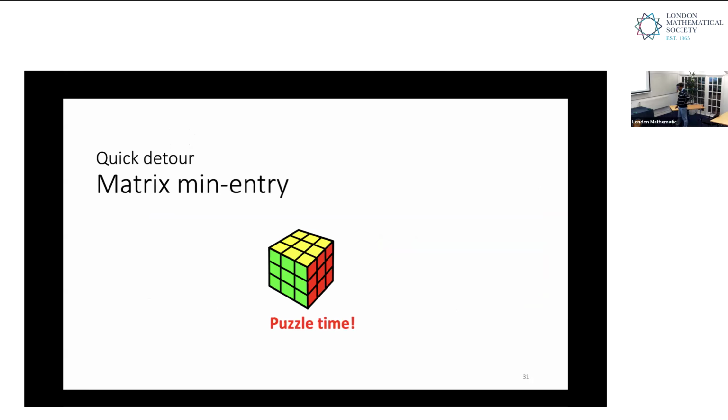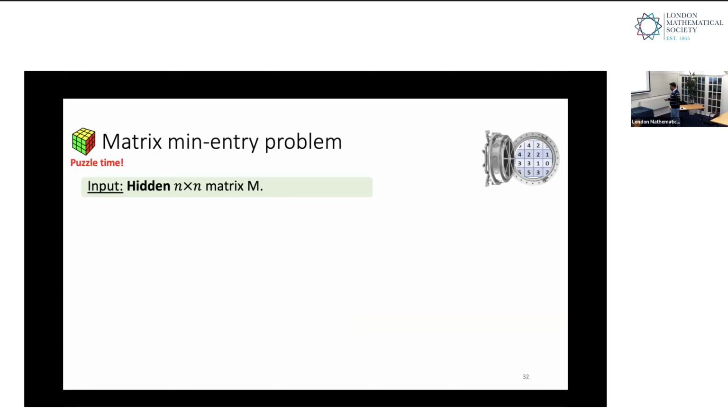So I'm going to make a quick detour to a puzzle. It's going to be a very nice puzzle. If you've already seen this kind of talk, you know the answer, essentially. So this is the puzzle.